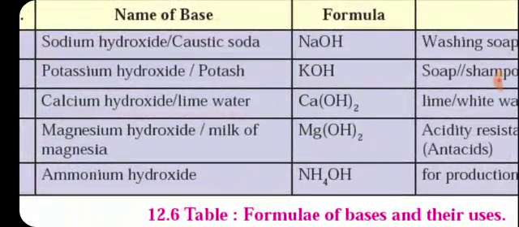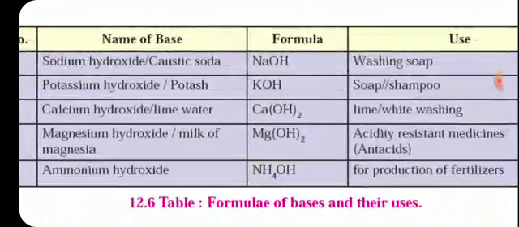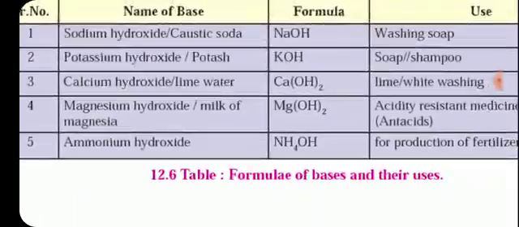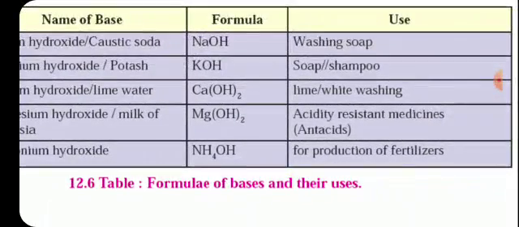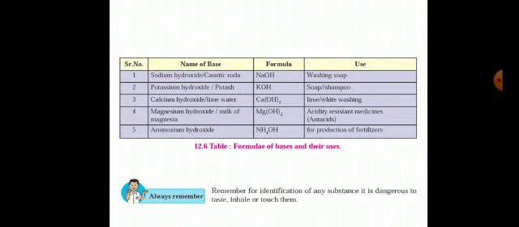Calcium hydroxide is also called lime water and it has formula Ca(OH)2. It is used for whitewashing. Magnesium hydroxide is also called milk of magnesia or magnesia. It has molecular formula Mg(OH)2. It is used as antacid. Ammonium hydroxide has molecular formula NH4OH and it is used for production of fertilizers. Draw this table in your science copy.